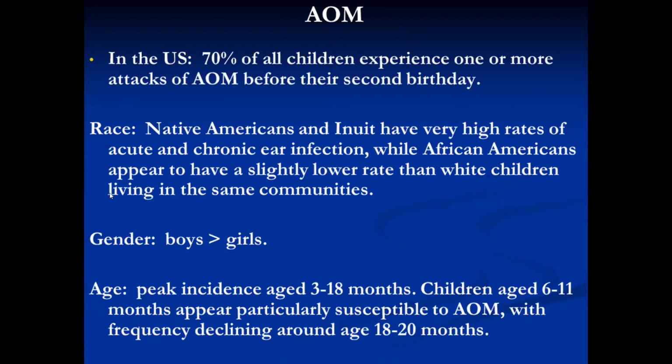Acute otitis media: it's said that in the US, about 70% of all children experience one or more attacks of acute otitis media by the second birthday. Again, there is racial variation. Boys tend to have this problem more commonly than girls, and the peak incidence in acute otitis media is similar, but there's slight variation. It's 3 months to 18 months, and children 6 to 11 appear particularly susceptible to acute otitis media.